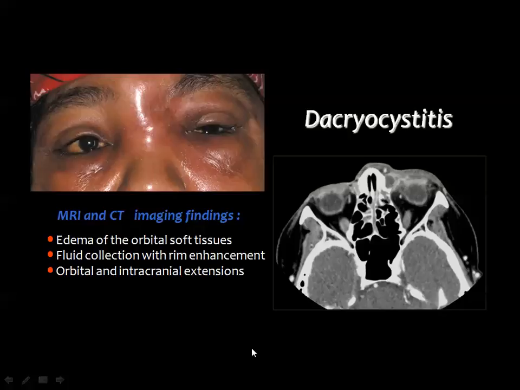The imaging finding of lacrimal system inflammation is the presence of what looks like an abscess near the region of the nasolacrimal duct. And you remember from the anatomy, this is the site of the nasolacrimal duct along the inner wall of the orbit, and you see marginal enhancement, and you see soft tissue edema and swelling along the periorbital soft tissues.